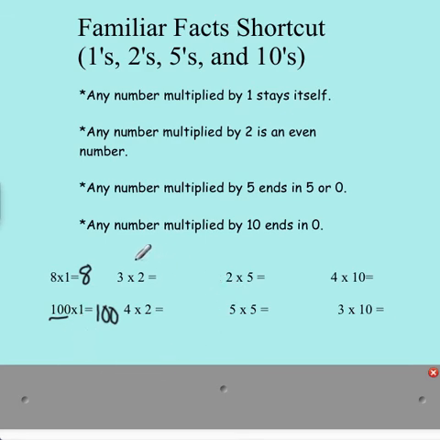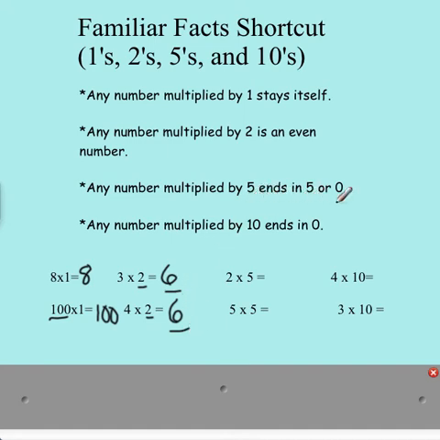The next one, anything times 2 is going to give you an even number. 3 times 2 is 6, and 4 times 2 is 8. Anything multiplied by 2 gives me an answer that is even. Even means I could break it in half and not have any leftover parts.